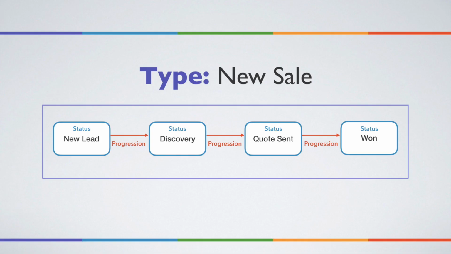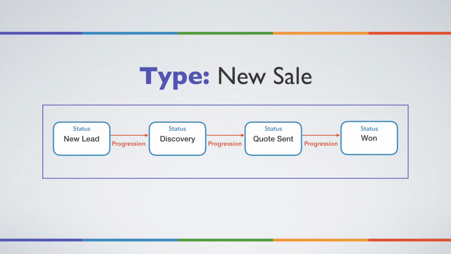Here is a simple flowchart of the XYZ Consulting's sales process. The type New Sale has been broken out into each step of the process. A client would move from new lead all the way to won. Each of these steps is a status. The way you move from one status to another is a progression.